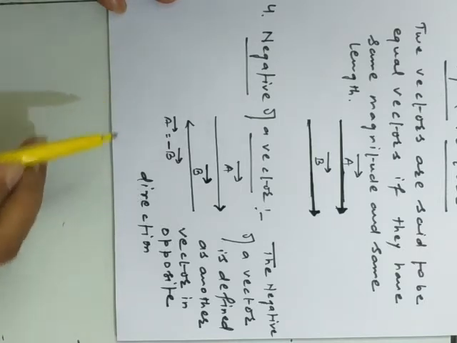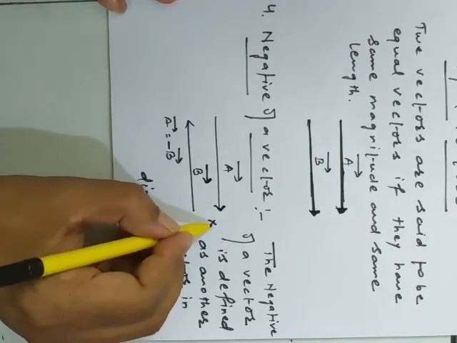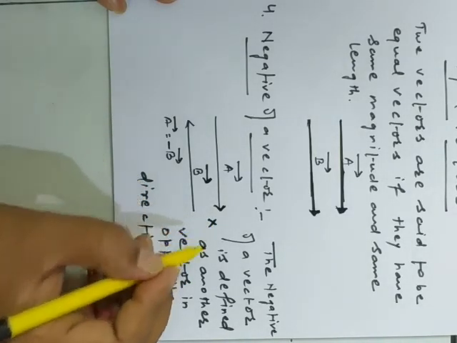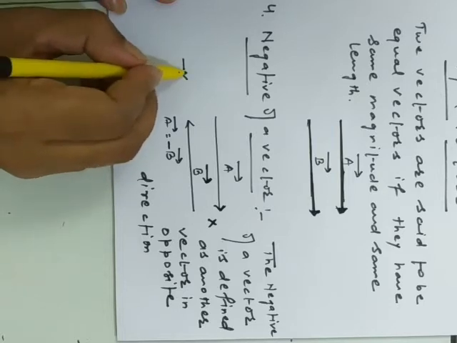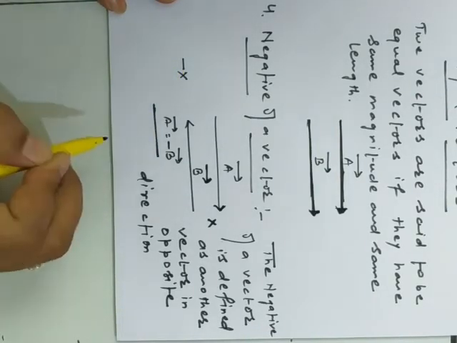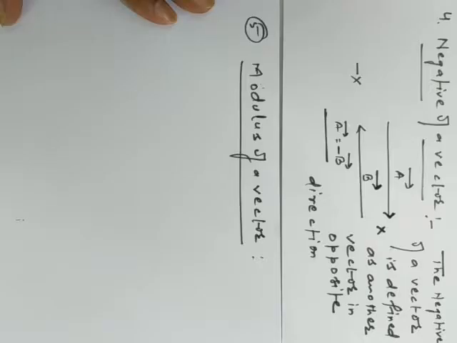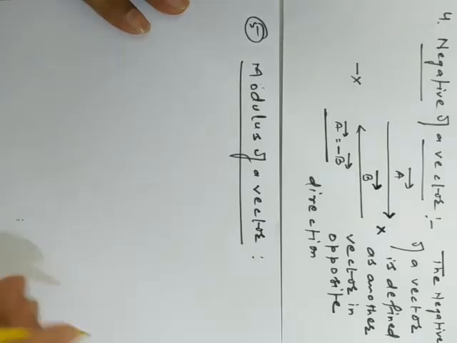Generally, conventionally we take the plus x side as the positive side and the minus x side as the negative side. So that's why I am writing minus B is the negative of vector A. Okay. Now we have the modulus of a vector. Being mathematics students, you can easily understand as per mathematical notation, the tail or the magnitude of a vector is called the modulus of a vector.